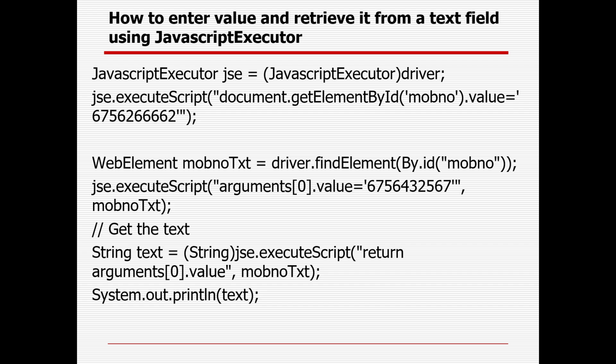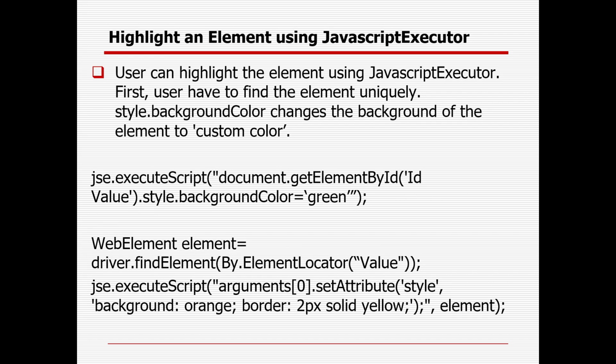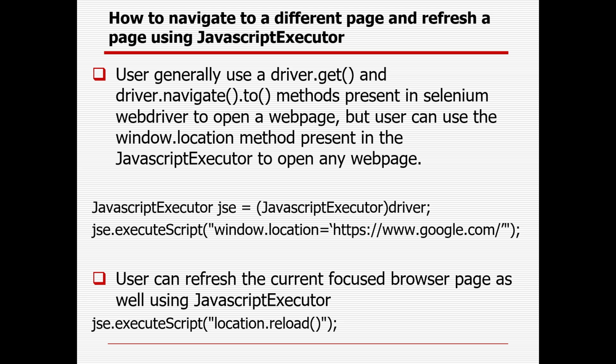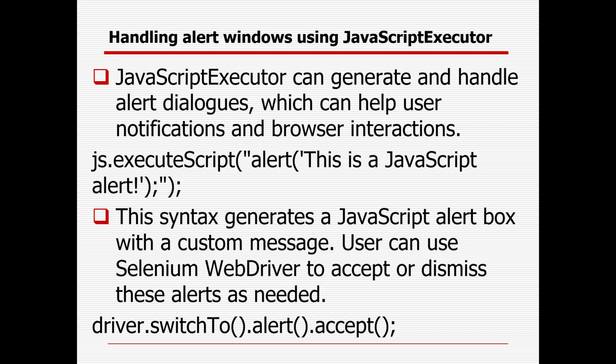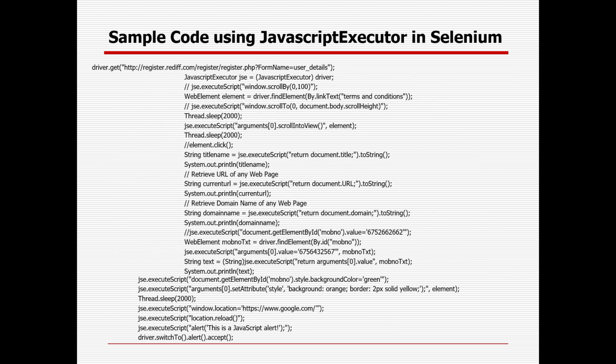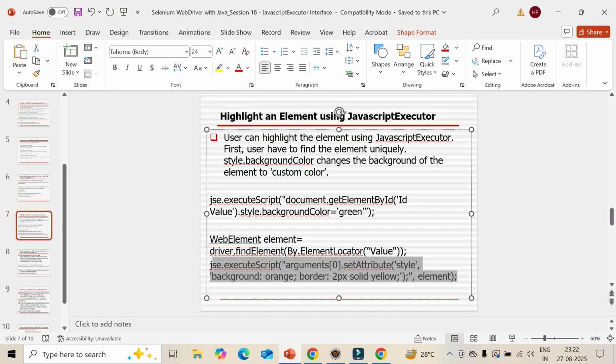We can also store whatever value is entered, and print it out in the console. We can highlight an element. While highlighting the element, we can set up the background color. We can try to give some border. We can also create some solid line with some color. We can also navigate to a page. If required, we can refresh the page. We can create a custom alert, and also if required, we can accept the alert, get the text, or dismiss the alert as well. So these are the important things primarily we can do with the help of the JavaScript executor.